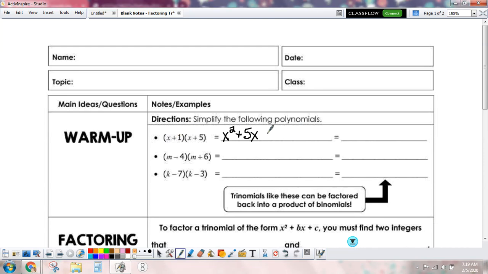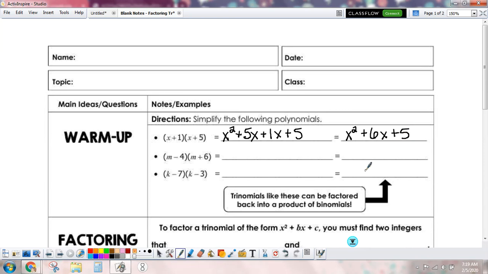Inner, we have 1x. And our last, 1 times 5 is 5. So I can go ahead and combine my like terms, and I have a 5x and a 1x, and that makes 6x. I have x squared plus 6x plus 5.